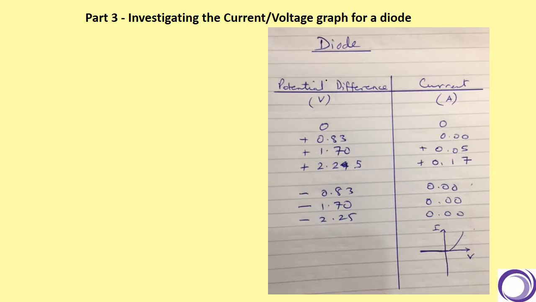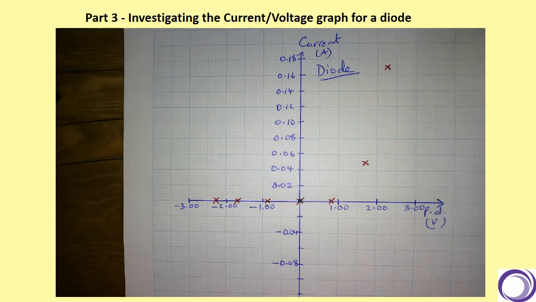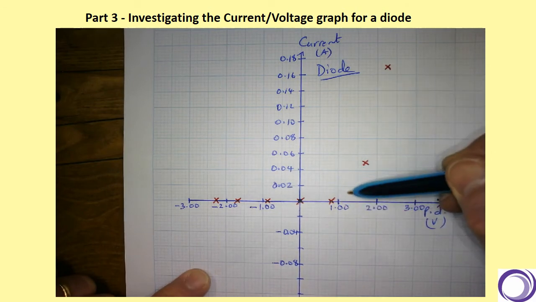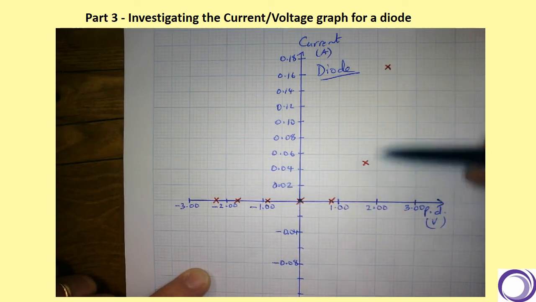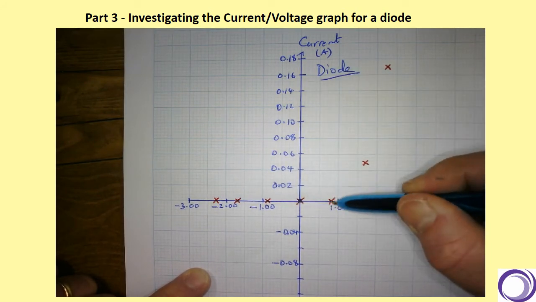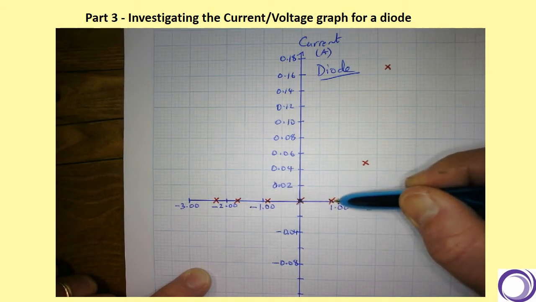Final one then, there's the results for the diode. I'll do the graph for you now so you can see what it looks like. Finally then, graph for the diode. These points up here when I had a positive potential difference. So when I had a positive potential difference, I did have a current flowing through it. But what I did notice was I didn't get any current flowing until about here, so I needed some amount of potential difference in order for it to get going.